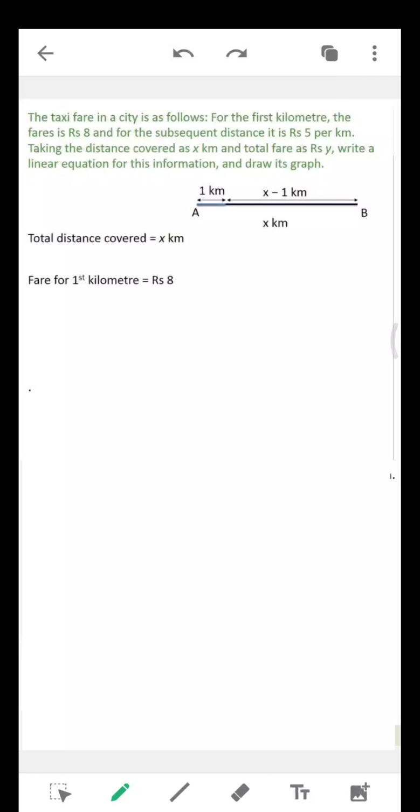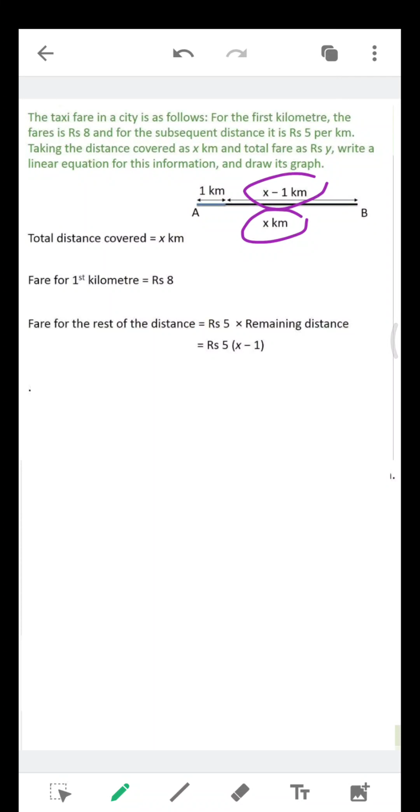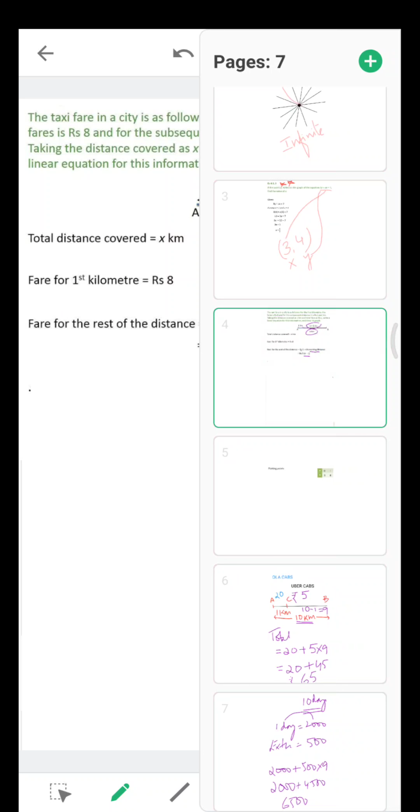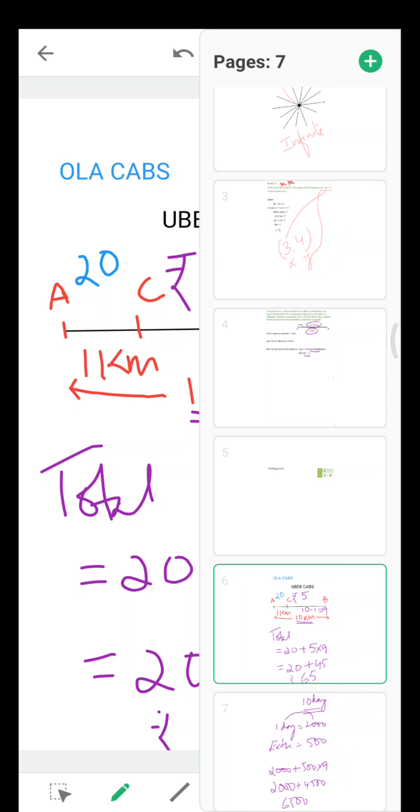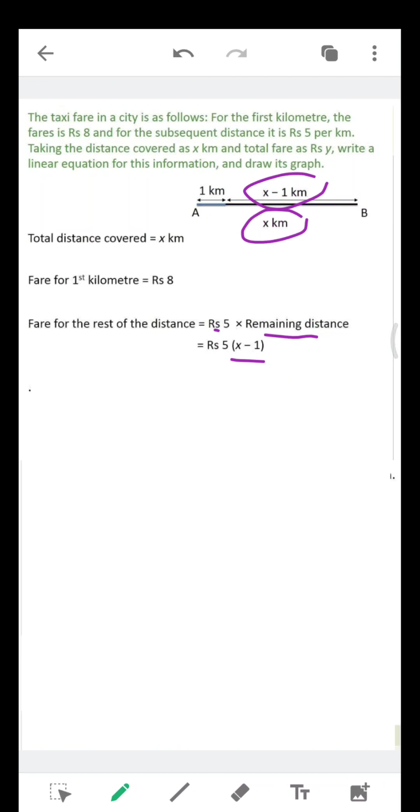So let's frame the equation now. Total distance covered is x. Fare for the first kilometer is how much? It's given here, rupees 8 for the first kilometer. The fare for the rest of the distance is 5, and the remaining distance is x minus 1, so 5 into x minus 1. Here we did 5 into 9, the remaining distance was 9, but as we don't know the total distance, we have taken x, so the remaining distance is x minus 1.